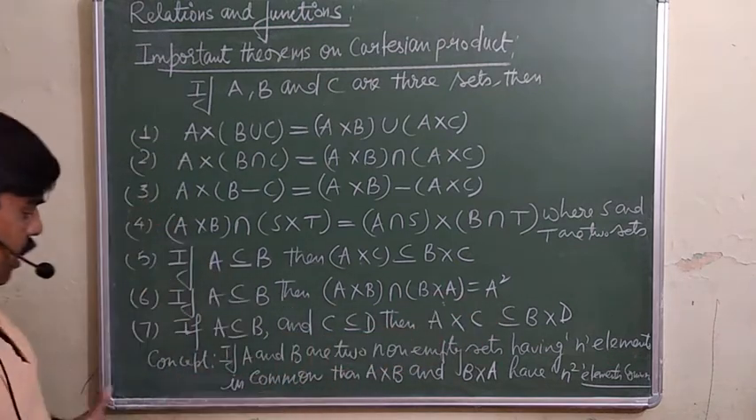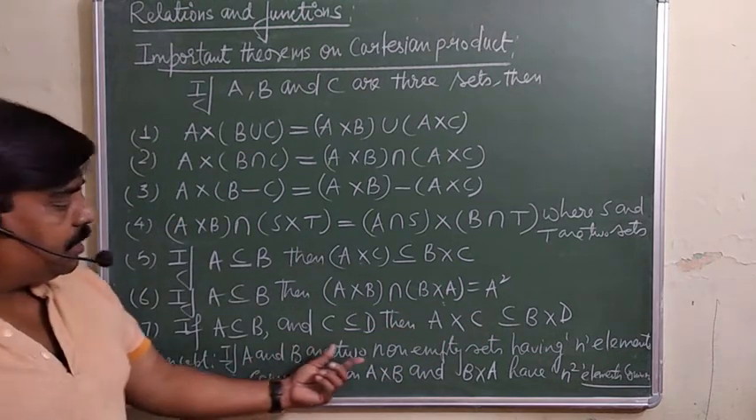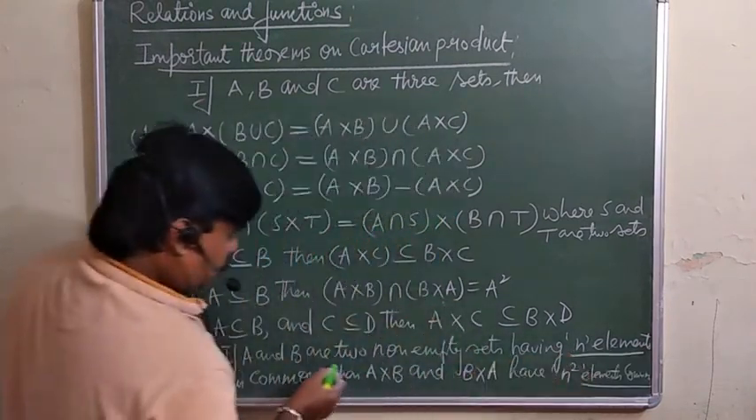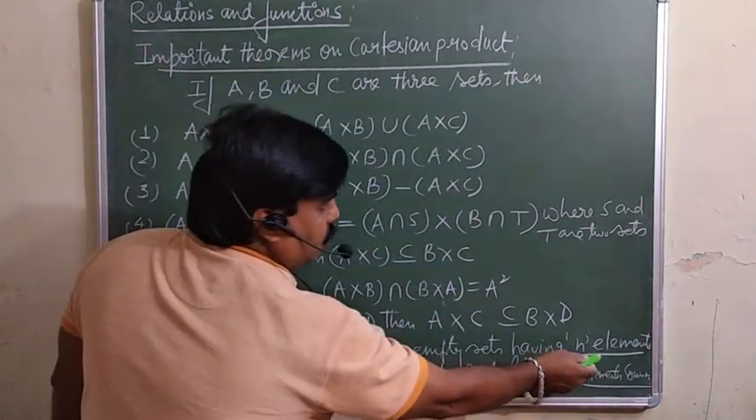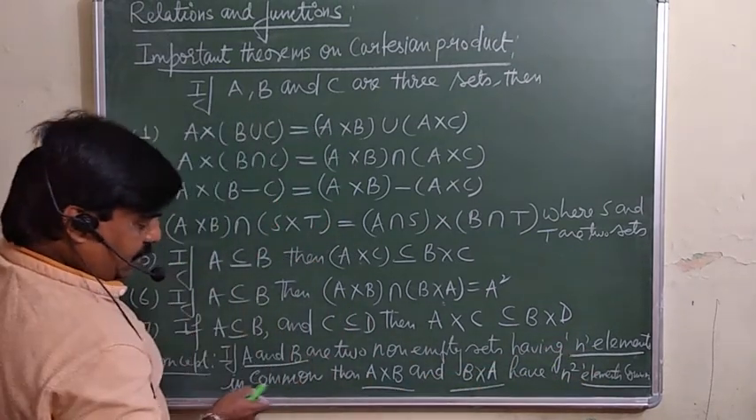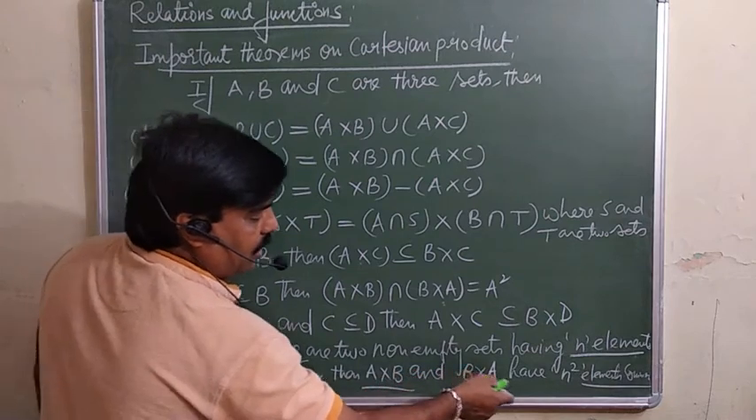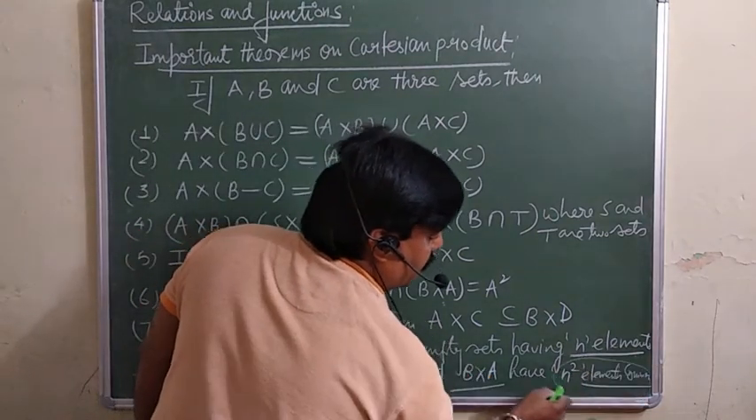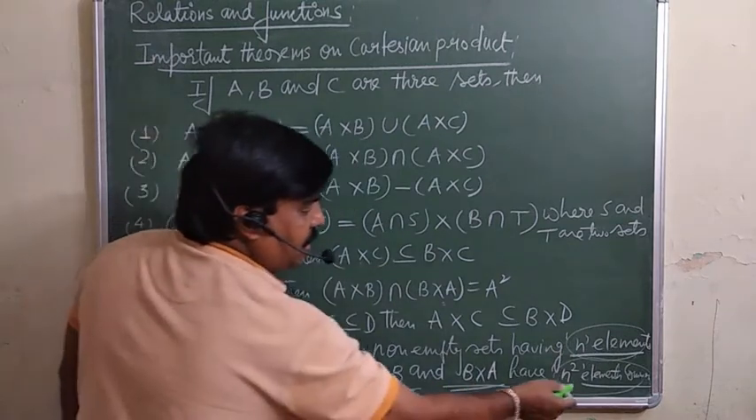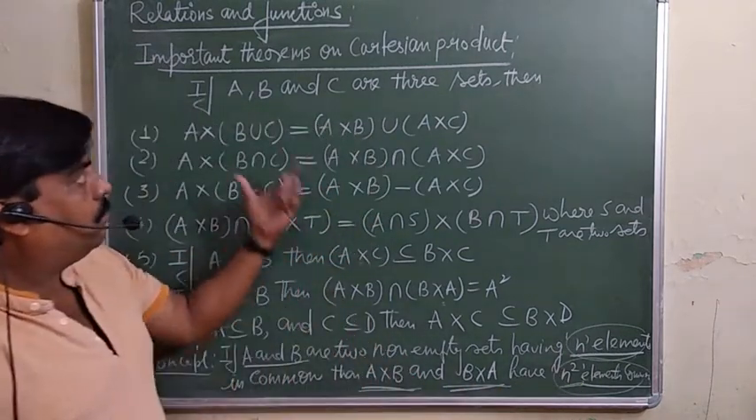And one more concept is there. If A and B are two non-empty sets having n elements in common, and you take A cross B and B cross A, then there will be n square elements common in A cross B and B cross A. So have a look.